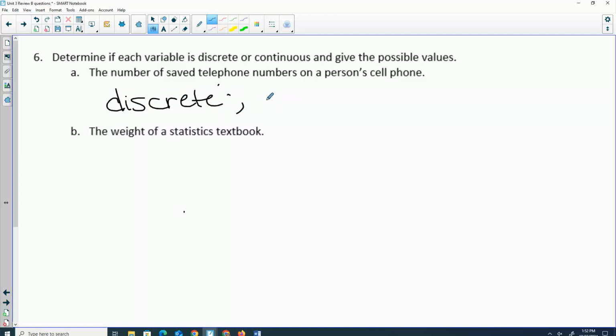Okay, possible values. Can it be a negative number? Can it be 0? Yes. It could be that you haven't saved any numbers, and then it's only countable. So 0, 1, 2, 3. Is there a maximum here? No.